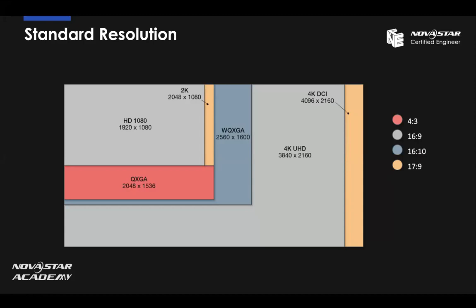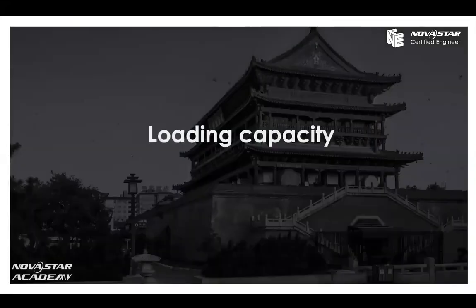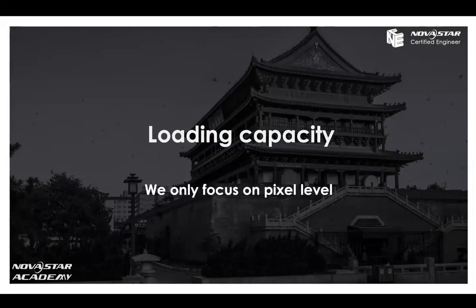Okay, now let's move on to the loading capacity. The loading capacity determines how many cabinets you can connect to one output port and how many controllers you need for the project. So here, we need to know what loading capacity is. When we talk about loading capacity, we don't care about the pixel pitch or the physical size of the screen. The total pixel number is what we need. So we only focus on the pixel level.